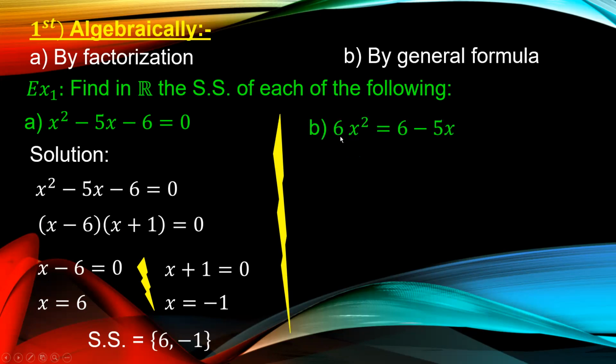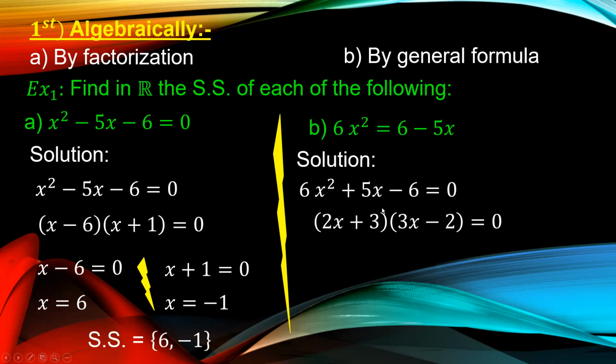The second one, 6x power 2 equals 6 minus 5x. I will write this equation in the standard form: 6x power 2 plus 5x minus 6 equals 0, and then factorize. Here, I will factorize 6x power 2 as 2x and 3x. And what are the numbers? The product of them is 6, so it will be 2 and 3. 2 times 3 equals 6.